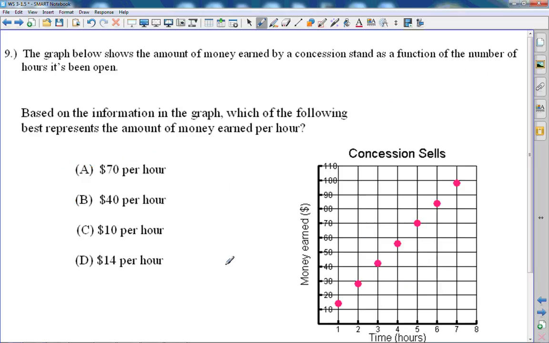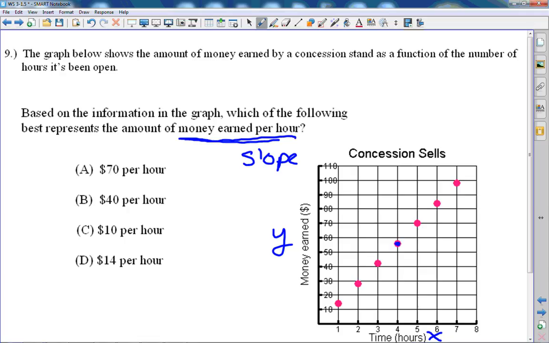Here's the next one. The graph below shows the money earned by a concession stand as a function of the number of hours it's been open. Based on the information on the graph, which of the following best represents the amount of money earned per hour? Y per x. That means this is going to be my slope. I need to find my slope. Well, let's see. I can pick some points to go from. You got to find good ones, like easy ones that cross exactly. Do we have that? No, not really, but let me look at this.